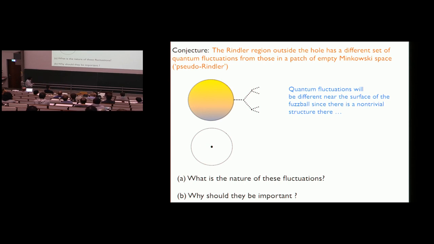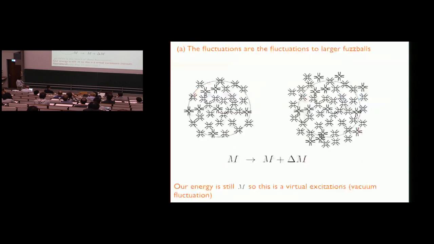There are two questions to ask. What is the nature of these fluctuations? Why are we talking of these fluctuations? Because you have to see which fluctuations you mean. But also you should ask, why should they be important? Vacuum fluctuations are normally a very small quantum effect. Why would you even care? Okay, we ask you to change the whole physics of the black hole, so why would we even care?